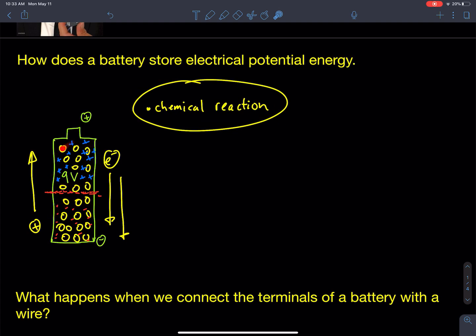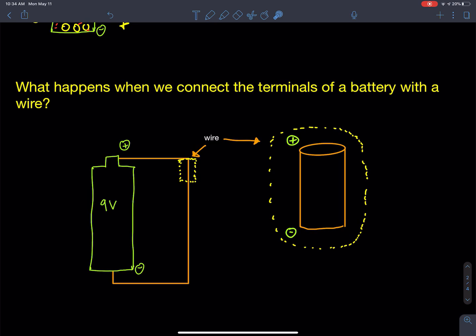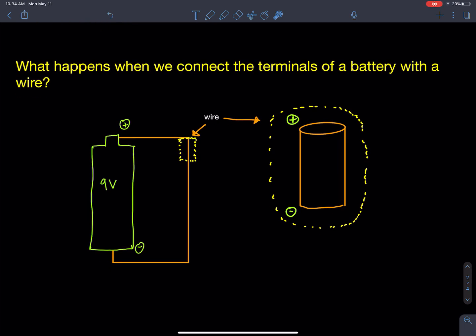And the only way that that electrical potential energy can be released is if that battery is connected with a wire. As soon as I connect a wire, these charges can flow because they can't flow through that membrane, and they can neutralize these charges. Okay, so that's how a battery stores electrical potential energy. It uses the energy of a chemical reaction to move charge, and it stores the charges on opposite poles of the battery. So what happens when we connect the terminals of a battery with a wire?